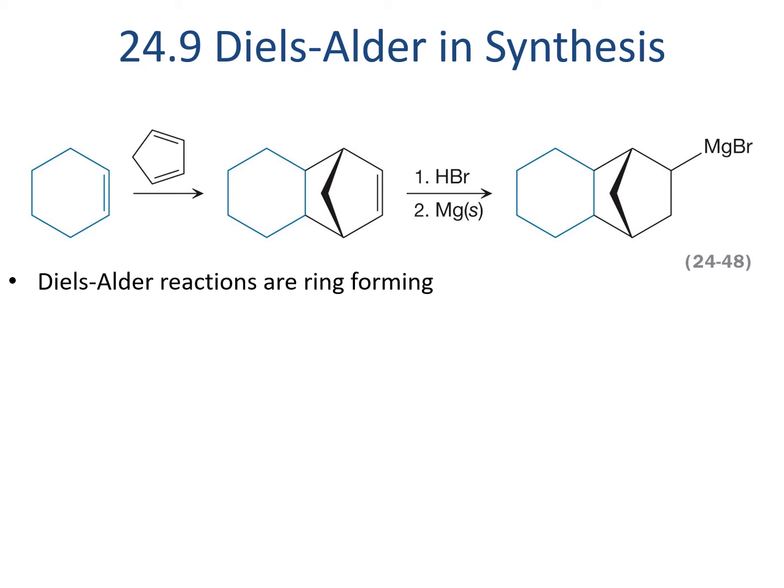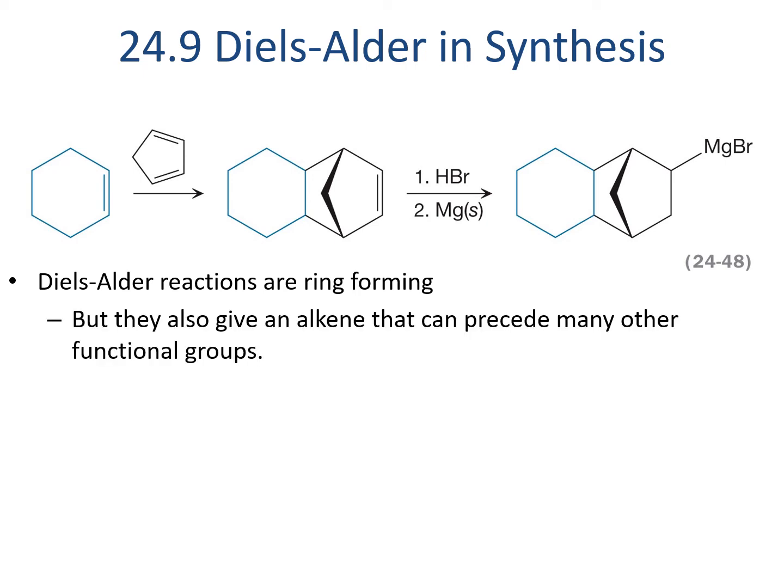When you see a ring in a functional group, especially an alkene, but really any functional group, that functional group may have originated with an alkene from a Diels-Alder. Diels-Alders are not the only way that we can form rings, but they do have some of the mildest conditions.